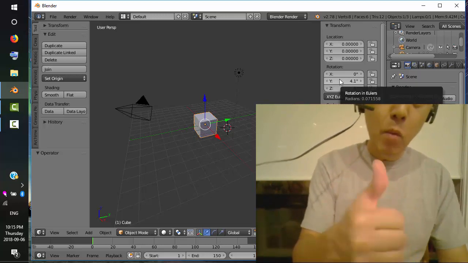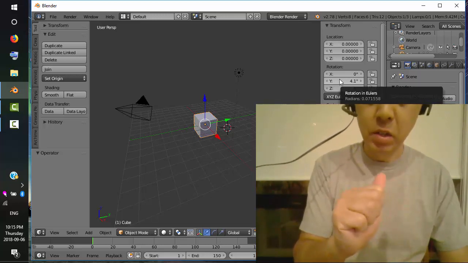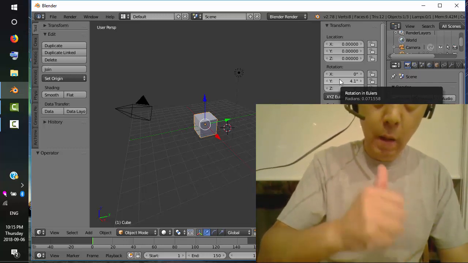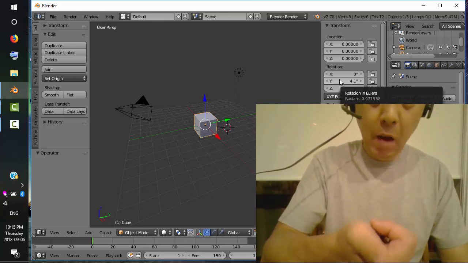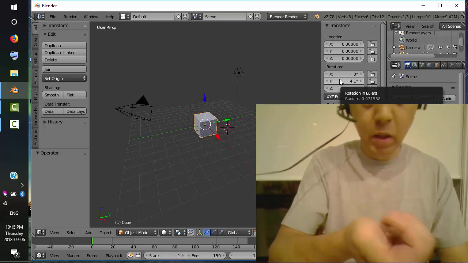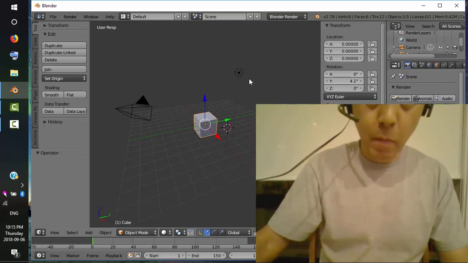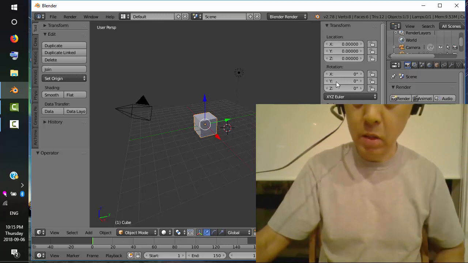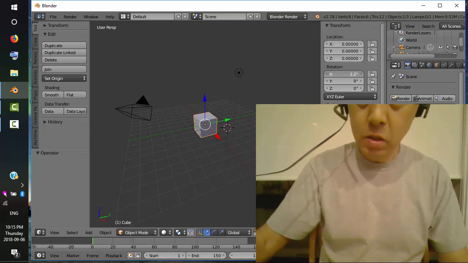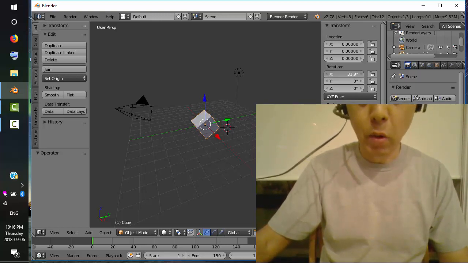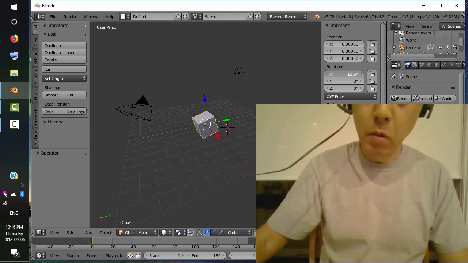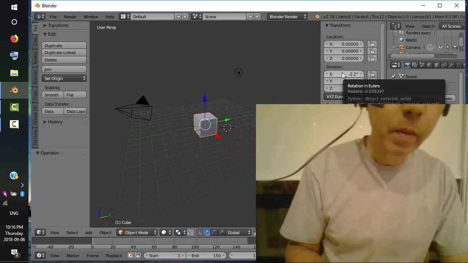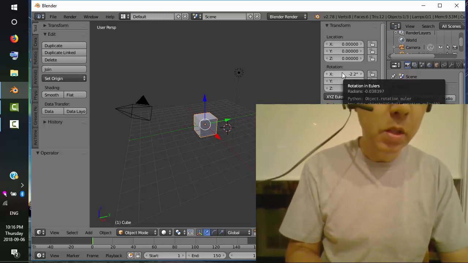And remember, the thumb represents the positive axis direction. So I'm pointing out of the screen. So it's curling this way. That means it's curling from green to blue. And let me just undo the last change. So if I rotate in X, it's rotating from green to blue. And if I rotate the other way, it's rotating from blue to green. Negative is the opposite direction. Okay, so that completes this quick lesson.